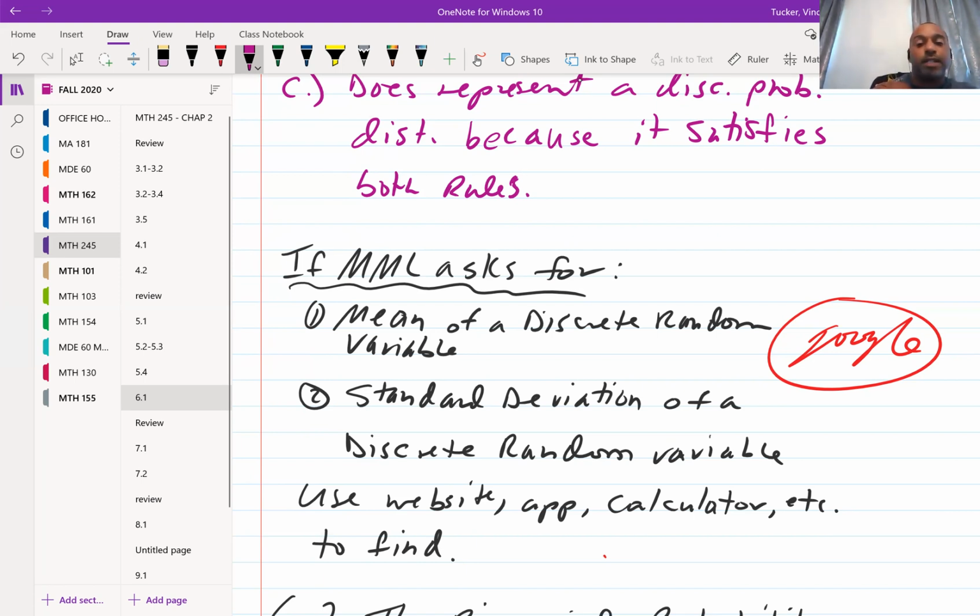Once again, easycalculation.com does a majority of the things that are asked. So, like I said, search for the mean of discrete random variable calculator on easycalculation, and the same thing with the standard deviation of a discrete random variable.